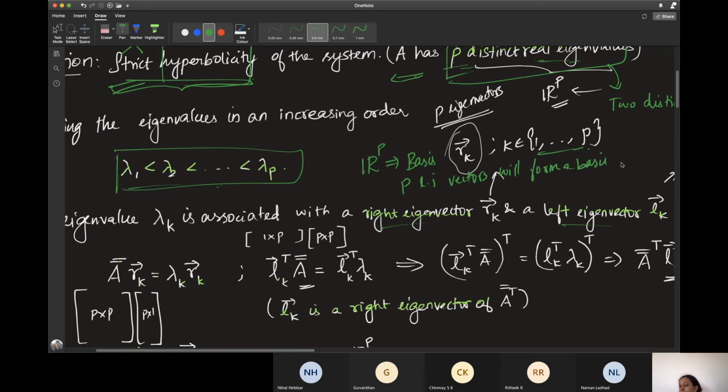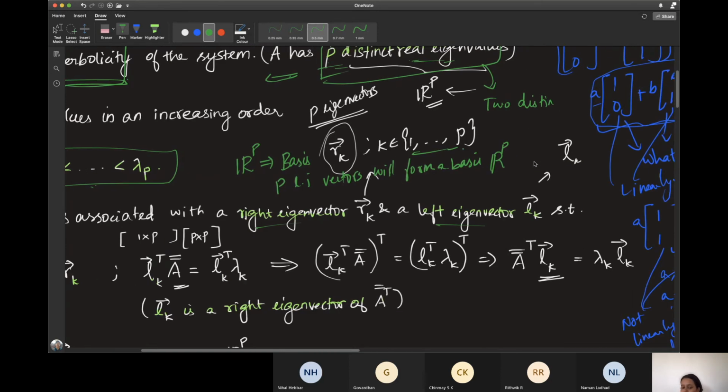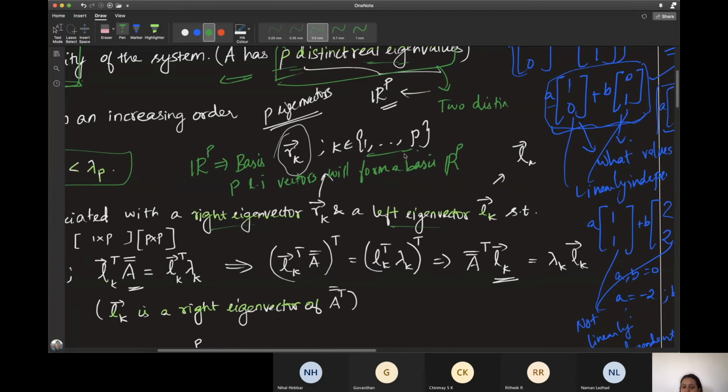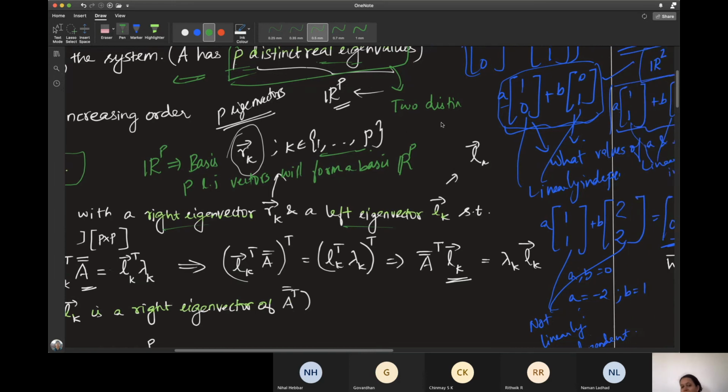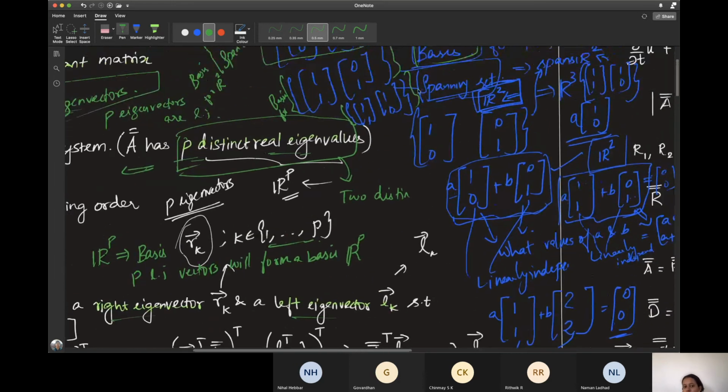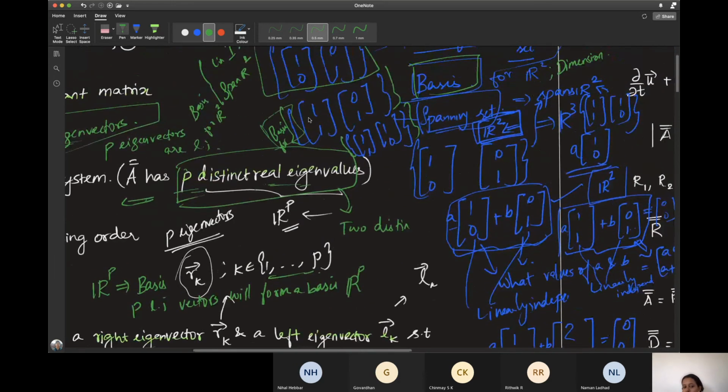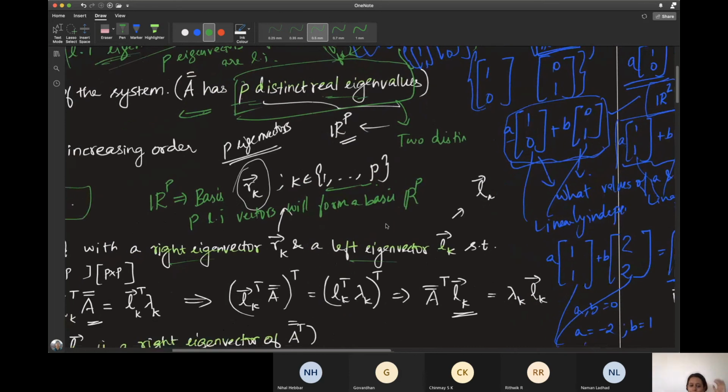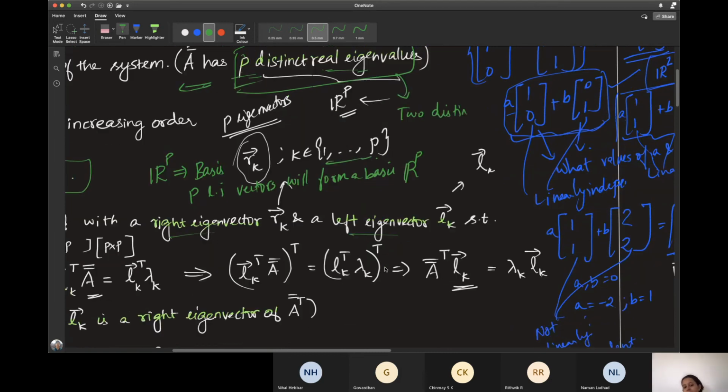That is, with p linearly independent eigenvectors, any linear combination of these p linearly independent eigenvectors will always give you the whole space Rp. That is what we talked about when we discussed basis. Just a linear combination of these p linearly independent eigenvectors will give you the whole space Rp.